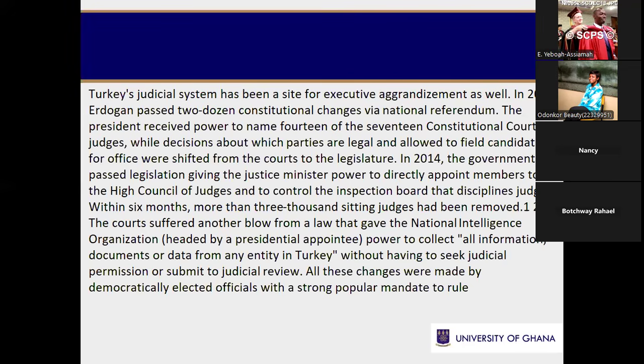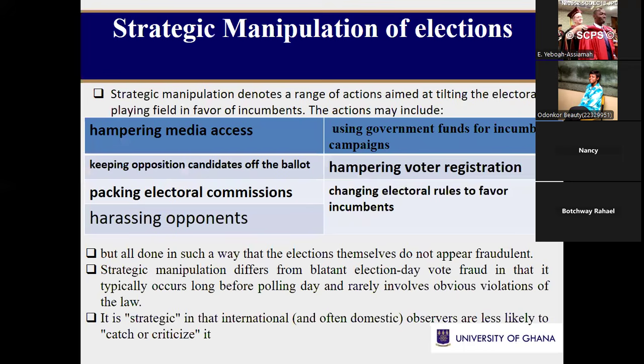Okay, then the court. Erdogan also affected the court. They passed laws that will make him appoint 14 out of the 17 members of the Constitutional Court, meaning he had absolute control over the system. Now, the third element of backsliding, according to Nancy Bermeo, is strategic manipulation of elections.